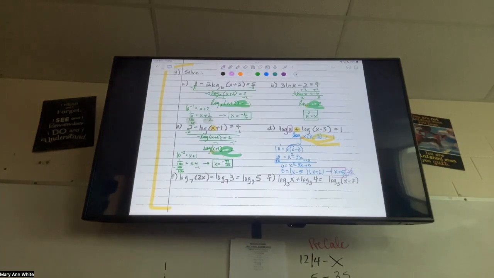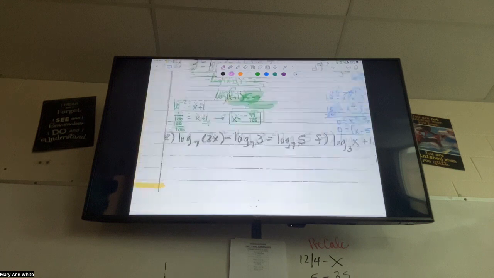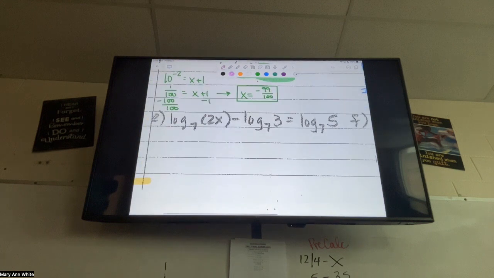All right, the last two are very similar and they're a lot like letter D, but there's a lot more logs here. Let's combine the two that are on the same side. What am I gonna combine them with? Division. So I get log base 7 of 2x divided by 3, and that's gonna equal log base 7 of 5.